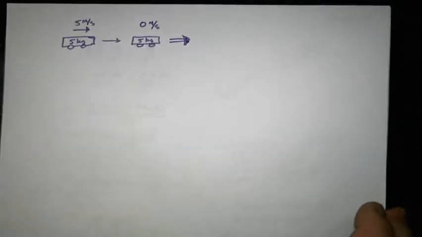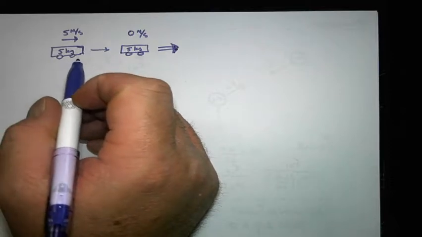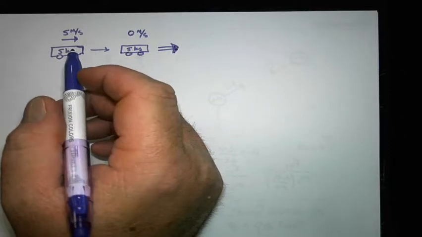All right, so here's the situation. We have a 5 kilogram cart that's traveling at 5 meters per second, which really is pretty fast. 5 meters per second is moving.